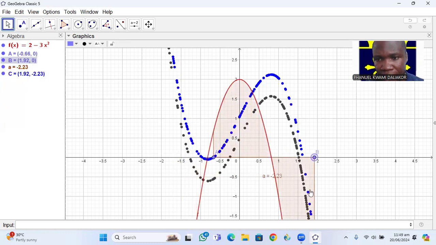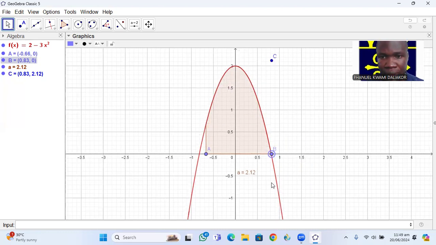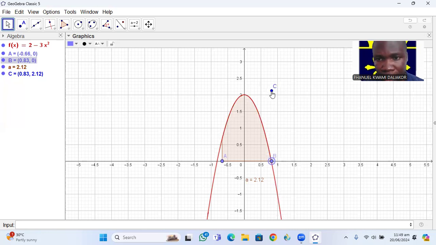Is that not it? So we all know that when we integrate a quadratic equation, we get a cubic function or polynomial with degree 3. Okay. So now let me turn off my trace.